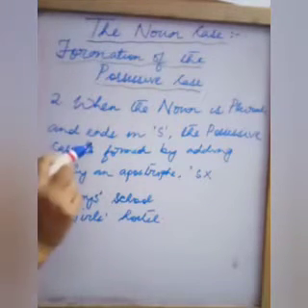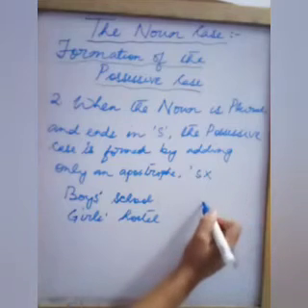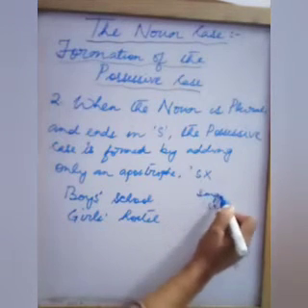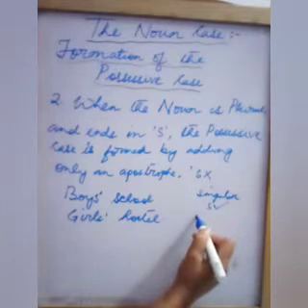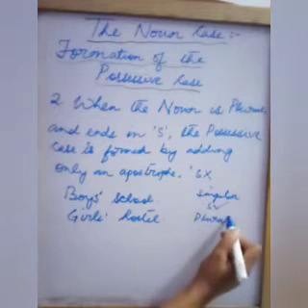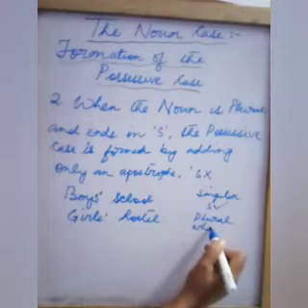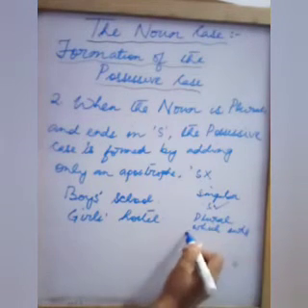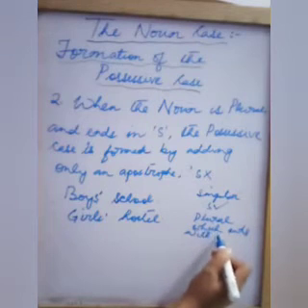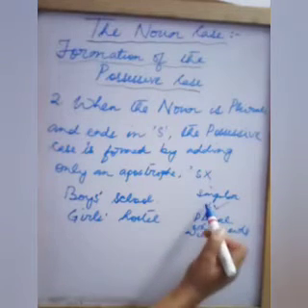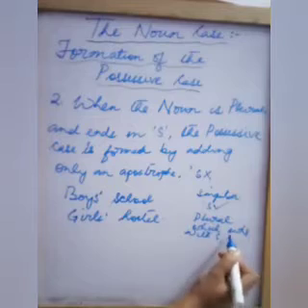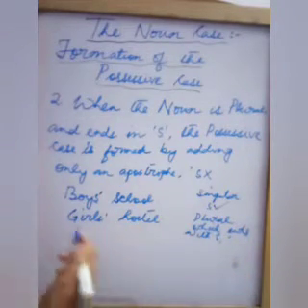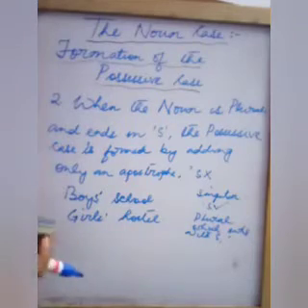When it is singular, we simply add an apostrophe s, right? But in case of plural which ends with s, we do not add an s, we add only an apostrophe here. So that will denote that it is the possessive case. Fine? Alright.